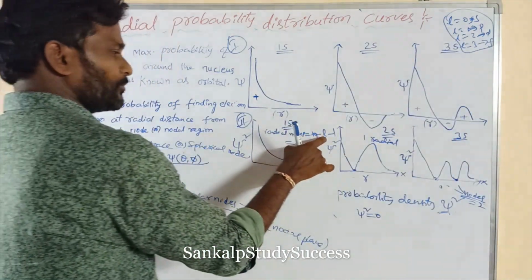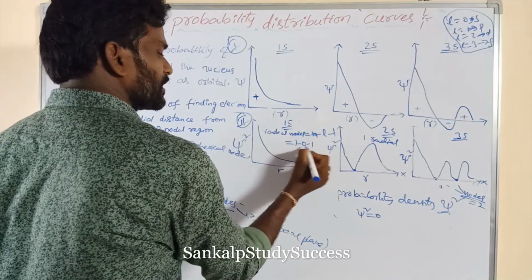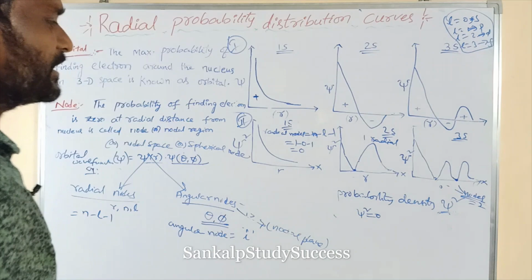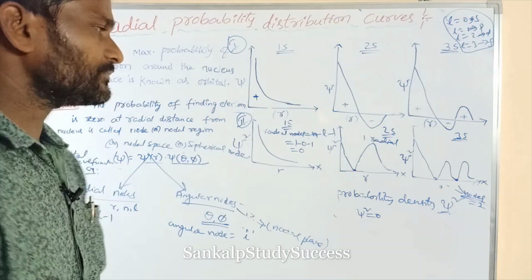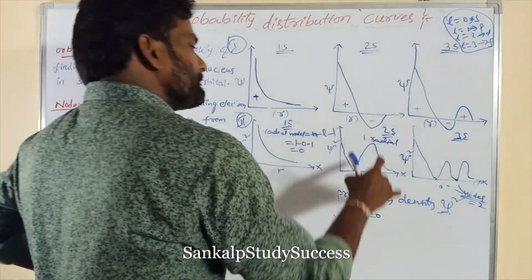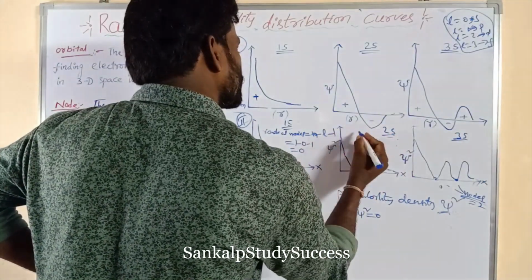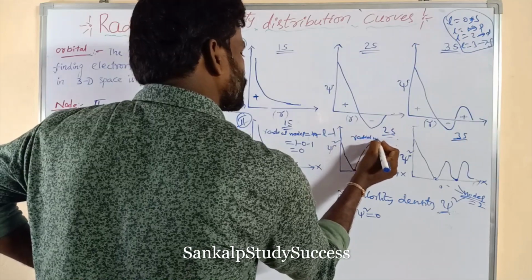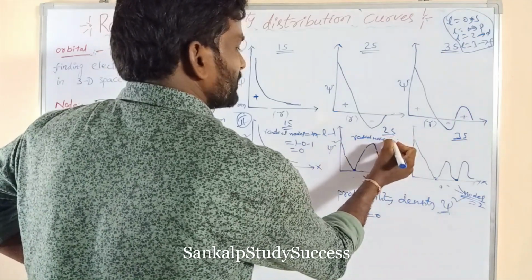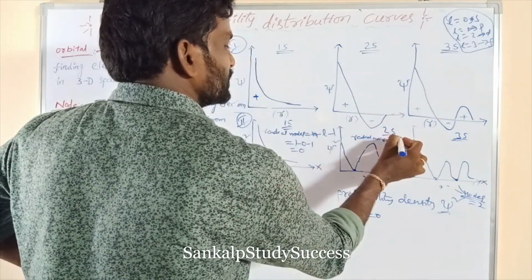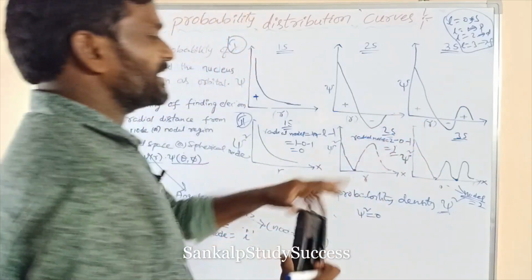So these are the L values for the s, p, d, f subshells. For S orbital, L value is 0. So 1 minus 0 minus 1 means 0. So how many radial nodes are present in 1s orbital? 0 radial nodes. Similarly, for 2s orbital, radial nodes is equal to n minus L minus 1. What is n? 2, minus L, which is 0 for S orbital, minus 1. 2 minus 1 means 1. So for 2s orbital, radial nodes is equal to 1.